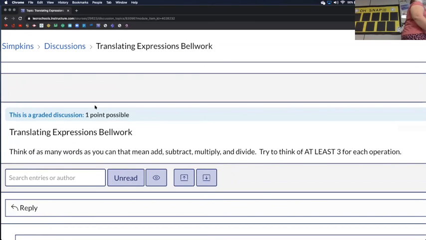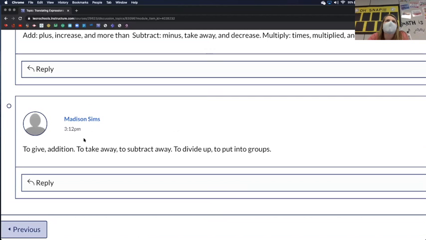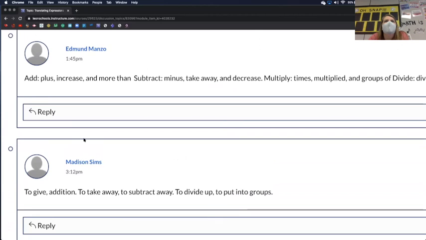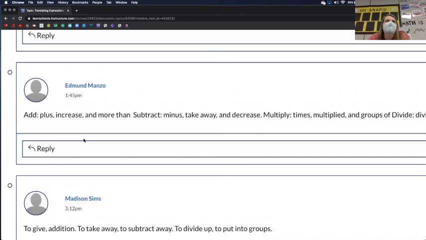What words mean add, what words mean subtract, what words mean multiply, and what words mean divide. Right or wrong? Oh, good. I'm a horrible speller, so. Yeah, that's true. That is a good benefit there. To take away, to subtract away. I like take away. Divide up, put into groups. Great.